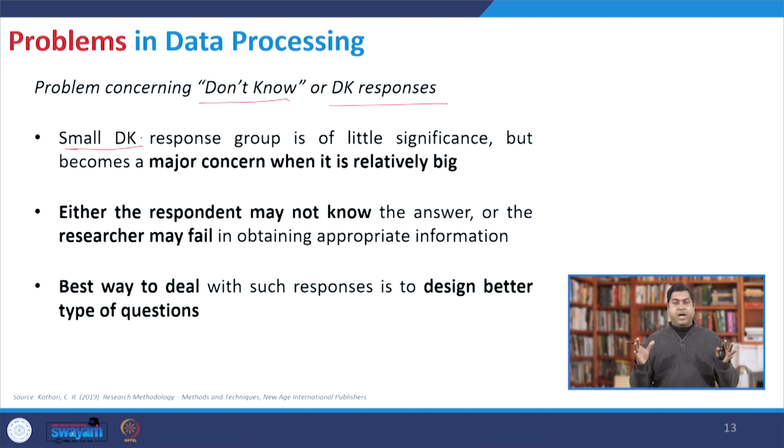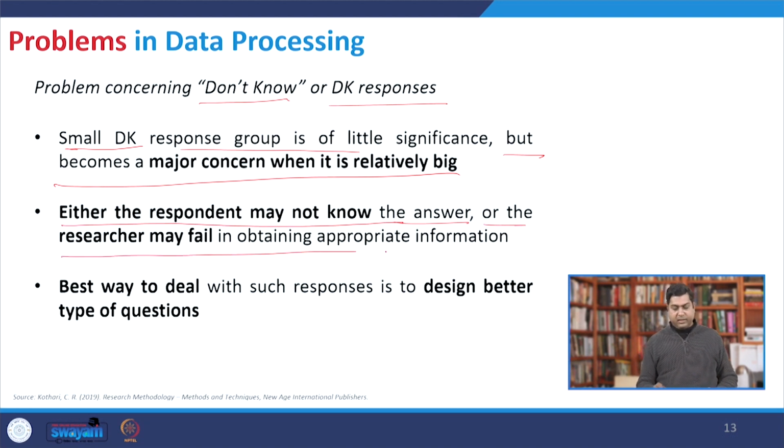Maybe when you have a small sample, this kind of don't know responses group is still okay, it has maybe a little significance. But when it is a big data set and you have a maximum of questions with don't know, and no such answer is received, it will be very difficult. In such cases, either the respondent may not know how to answer it, or the researcher may fail to obtain the appropriate information. The questionnaire was not very clear.